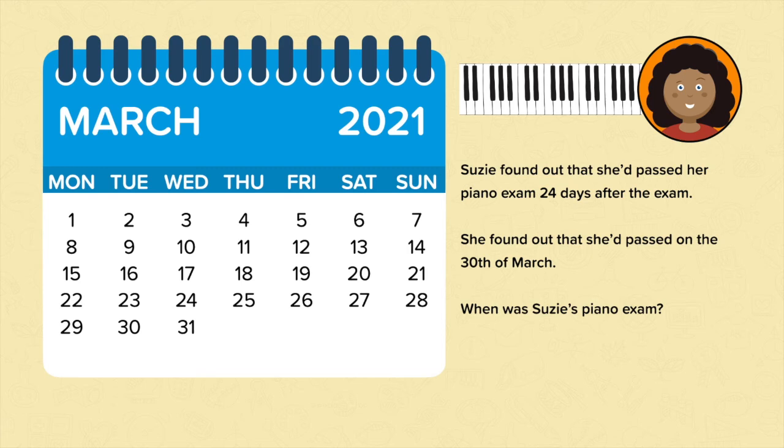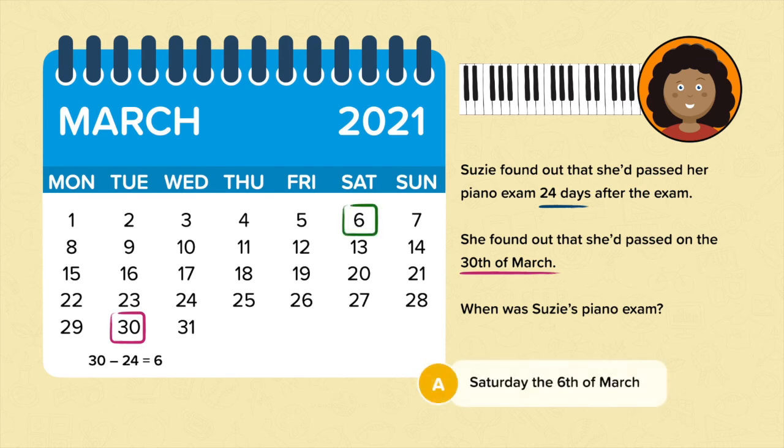To answer this question, we need to work backwards. Susie found out that she'd passed on the 30th of March, so let's mark this on the calendar. Now we need to count back 24 days. The simplest way to do this is to do 30 subtract 24, which equals 6. So 24 days before the 30th is the 6th. So Susie's exam was on Saturday the 6th of March.